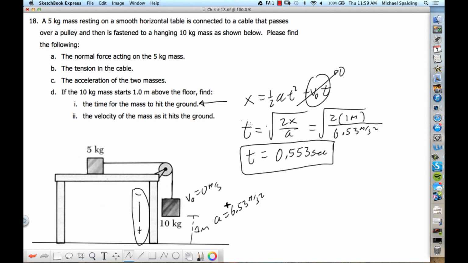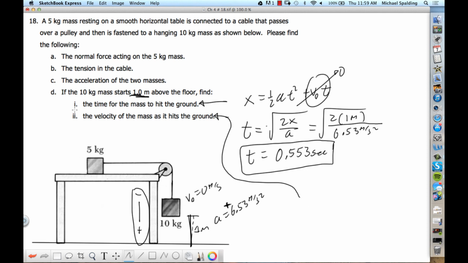Okay, and then the last question: the velocity of the mass when it hits the ground. There are different ways you could do it. Wait, when you did the square root of 2, how do you get 1 meter? Because that's how far the mass falls. It says right here, the mass starts 1 meter above the floor. So that's the displacement. 1 meter is how far it falls, which is the x.